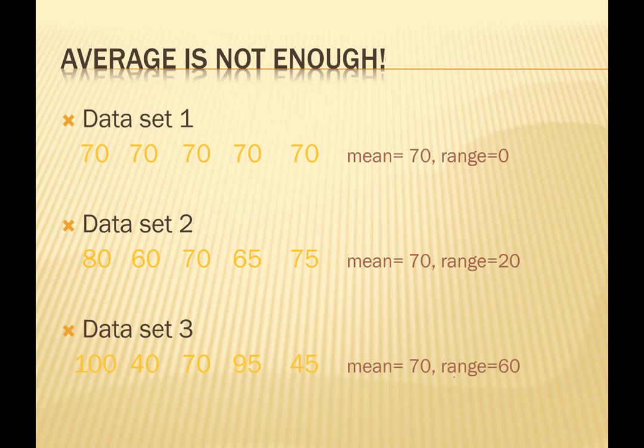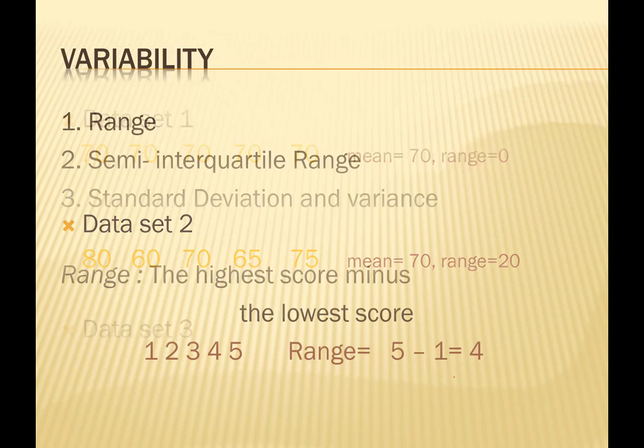Now take a look at this next data set. Data set 3 has numbers 100, 40, 70, 95, and 45. So you have some huge numbers and some small numbers, and you would expect the range to be much, much bigger. In fact, while the mean is the same as the first two data sets, the range here is 60, the difference between 100, the highest score, and the lowest score of 40. So just by looking at the means, you have no idea what these data sets look like. For all I know, they could all look the same. But here with the range, you can see that there is difference in variability in these three data sets.